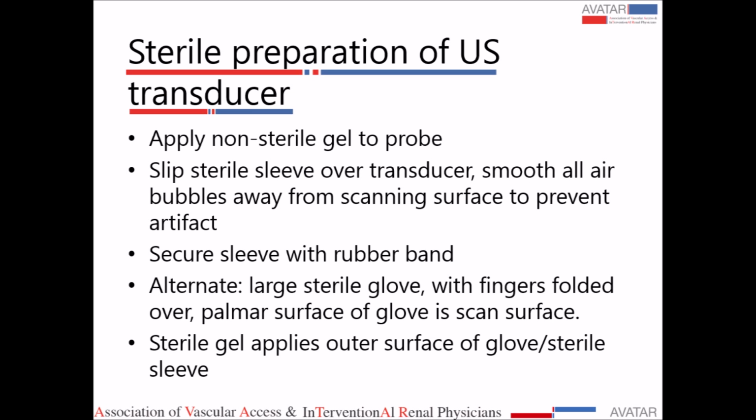And how you do sterile technique if you are using ultrasound is that you apply whatever gel you are using, a non-sterile gel, to the probe, and then slip the commercially available sterile sleeve over the transducer. Smoothen all the air bubbles away from the scanning surface. This is to prevent artifacts. Then secure the sleeve at the end of the probe wire with a rubber band, and then you can do the ultrasound.